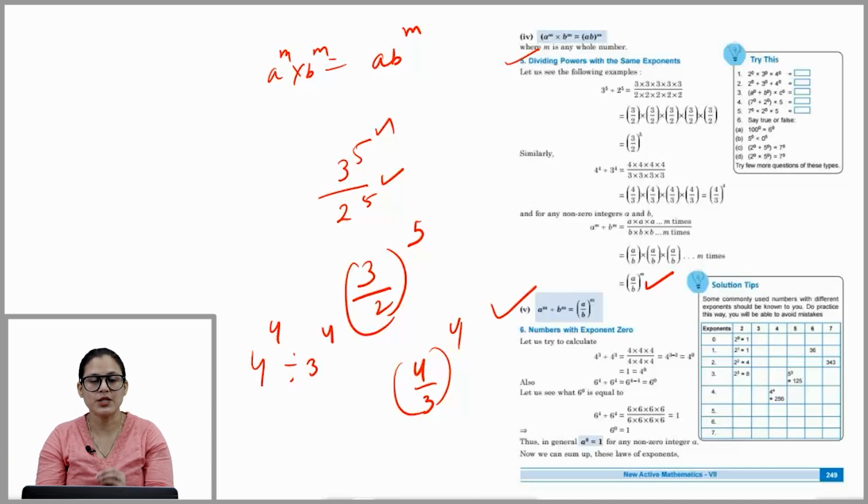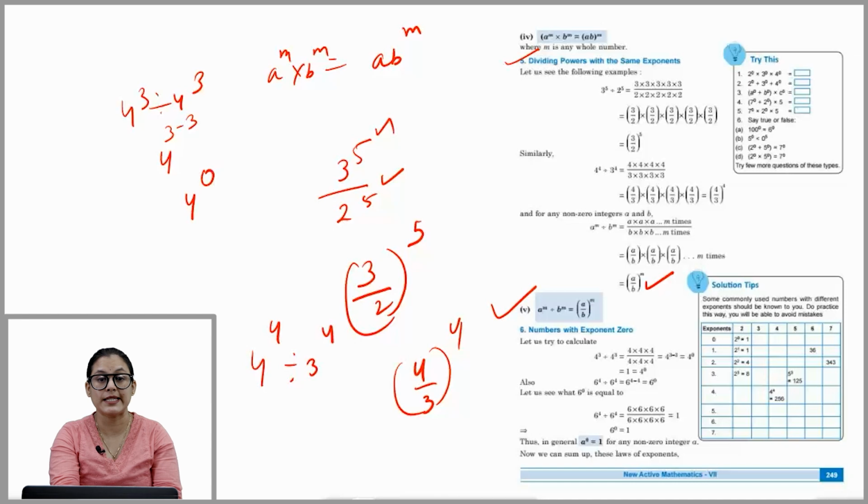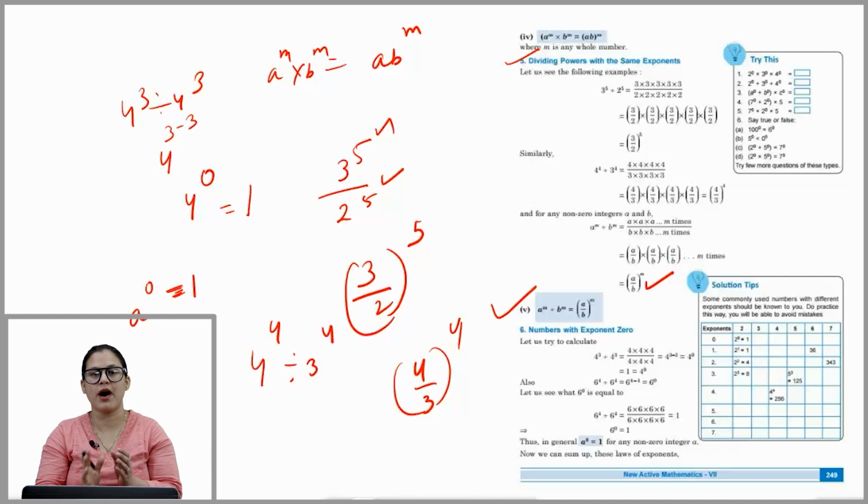Number 6. Numbers with exponent 0. Let us try to calculate 4 raised to the power 3 divided by 4 raised to the power 3. What will we get? 4 raised to the power 3 minus 3, that is 4 raised to the power 0, that is 1. Also 6 raised to the power 0 is equal to 1. So thus in general, a raised to the power 0 is equal to 1. If any number has power 0, the value of that number is 1.